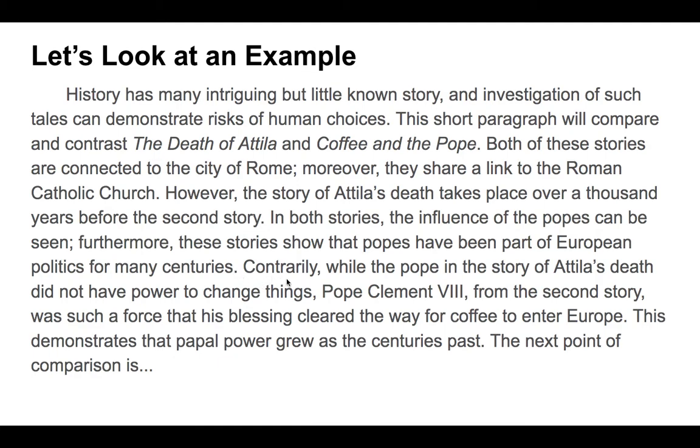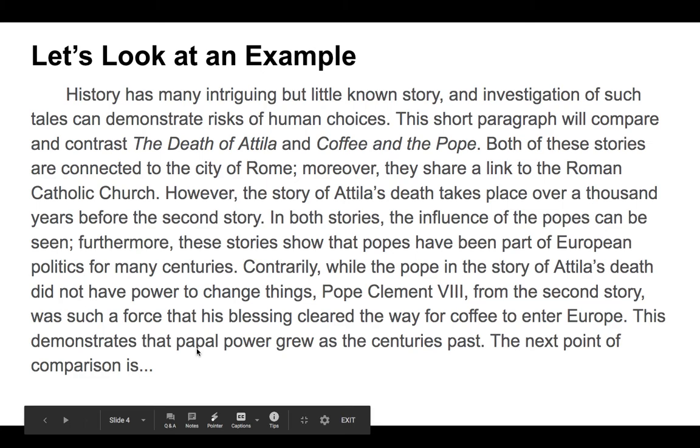So let's carry on. Contrarily, while the popes in the story of Attila's death did not have the power to change things, so now I'm still honoring my purpose, which is comparison and contrast. Now I'm talking about opposition points between these two stories that I've decided to analyze. Pope Clement VIII from the second story was such a force that his blessing cleared the way for coffee to enter Europe. So that's pretty significantly different. This demonstrates that papal power grew as the centuries passed.